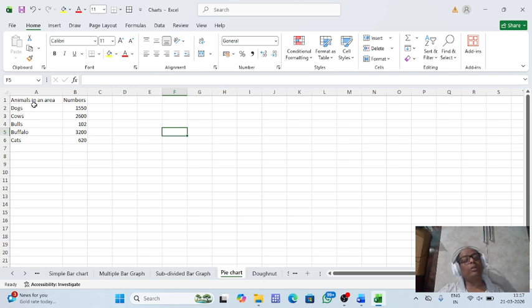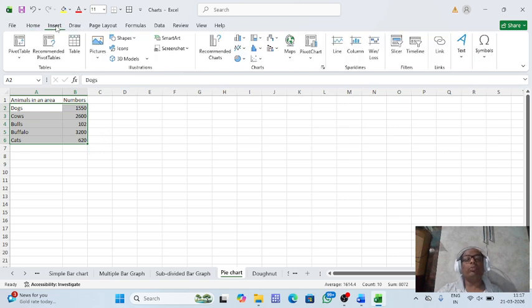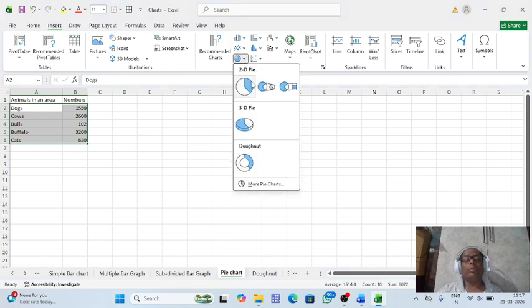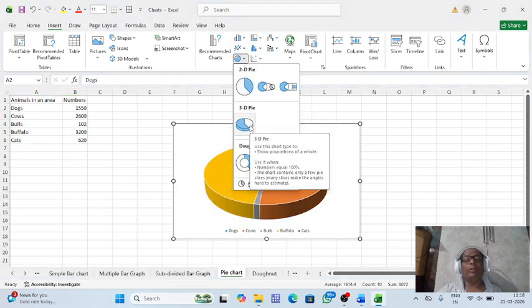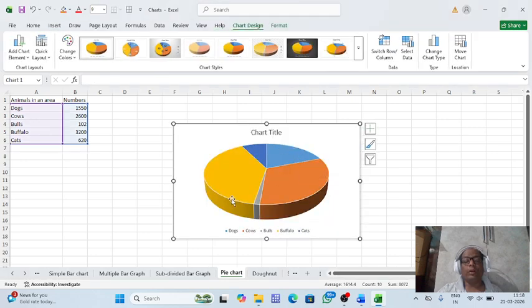Here I have taken a particular area. There are five types of animal residing there, and accordingly the numbers of animals have been given. Buffalo has the highest number, 3,200, then cows 2,600, dogs, then cats, and then bulls. So how to draw it? In a pie chart, select all the data, go to Insert, then go to this, where we have a 2D pie chart and a 3D pie chart. You can click on 3D and you can see this yellow pie.